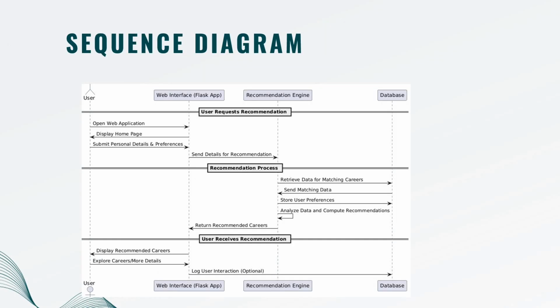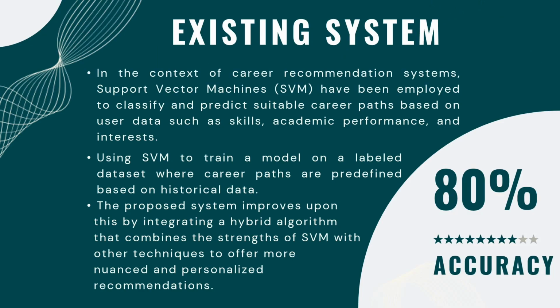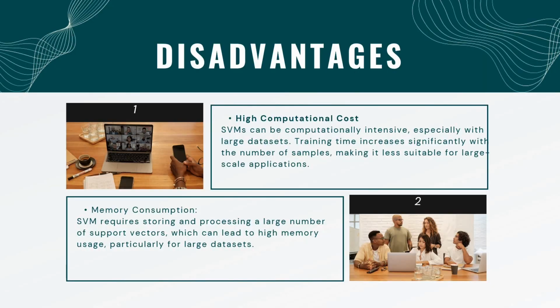Let me explain the existing system. They just compared the resume with the skills, and based on the resume skills, they suggested some jobs. The major drawback of the system was high computational cost. To run the support vector machine, you need a high-performance system. It won't process a large data set, which leads to many errors as well as data loss.